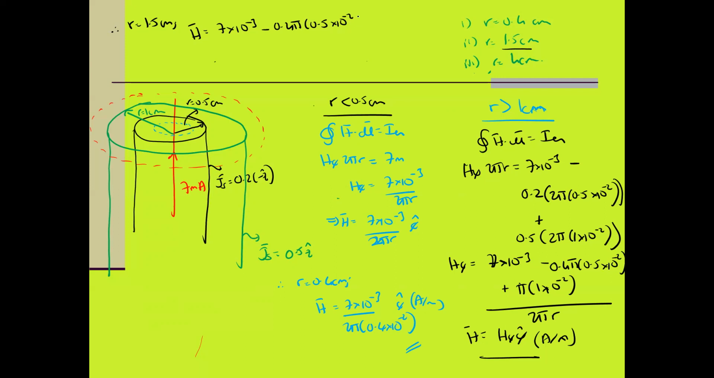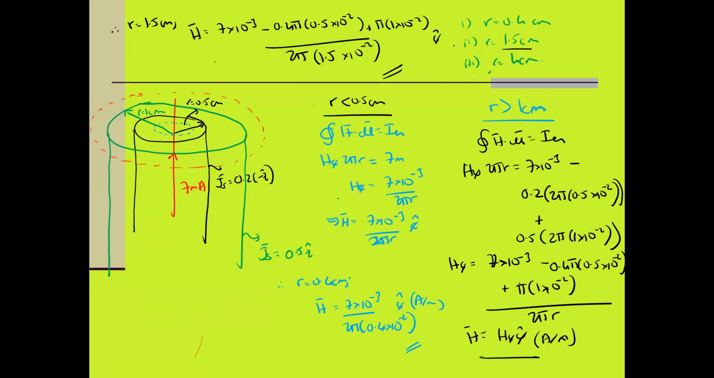Then we need to add pi times 1 times 10 to the negative 2, and this will be further divided by 2 pi r, where r is substituted by 1.5 cm times 10 to the negative 2. So that should be the H phi in the phi direction in ampere per meter for the radius of 1.5 centimeter. Please solve for the numerical values of this H field intensity.